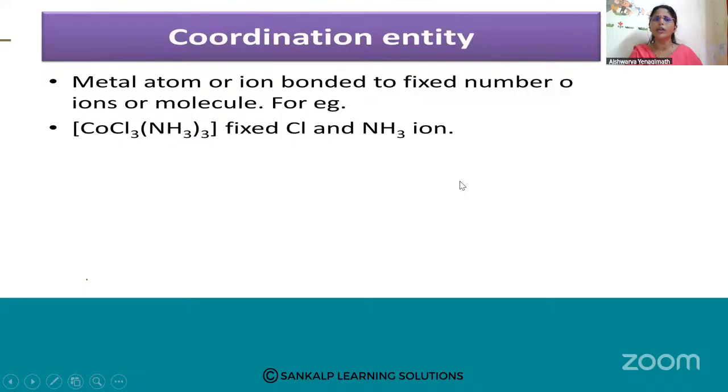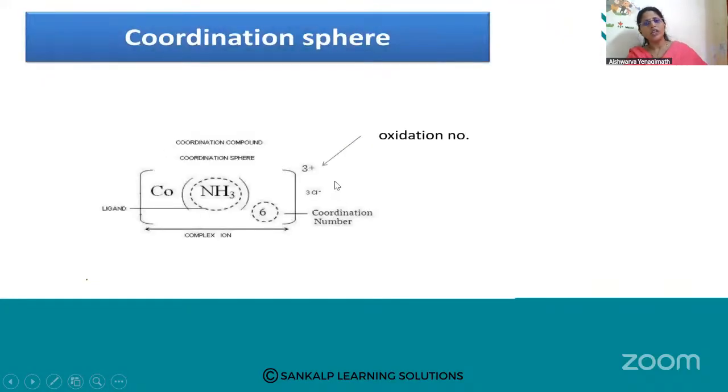Then we have coordination entity. What is a coordination entity? Metal atom or ion bonded to a fixed number of ions or molecules. That is what we call a coordination entity. See here. So Co is bonded to a fixed 3 Cl and 3 NH3 molecules. We have learned about the coordination sphere.